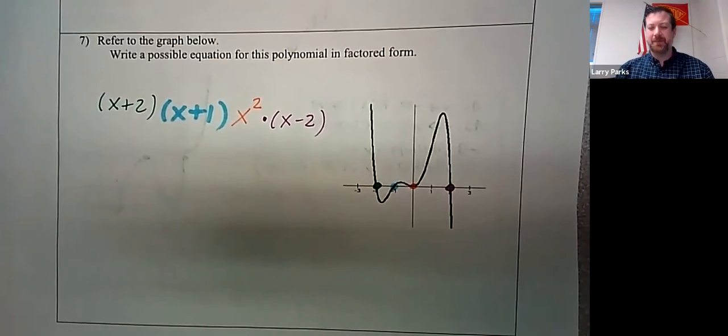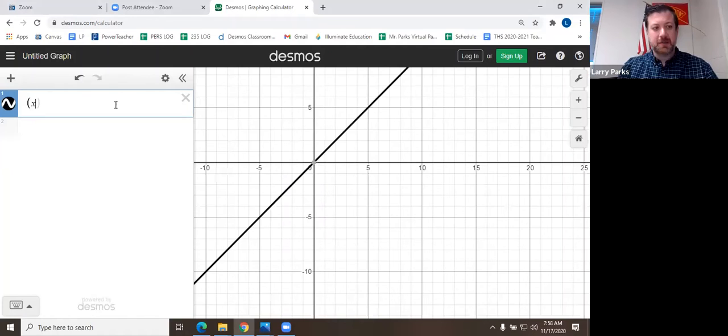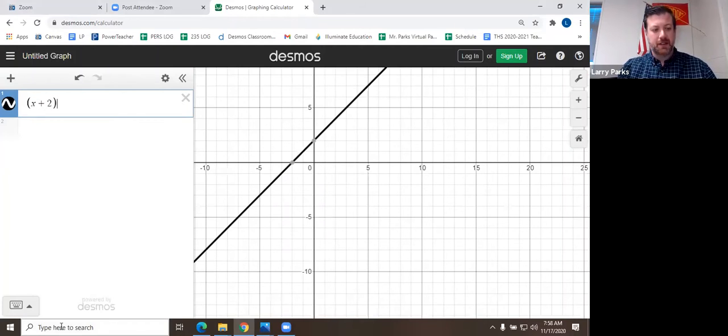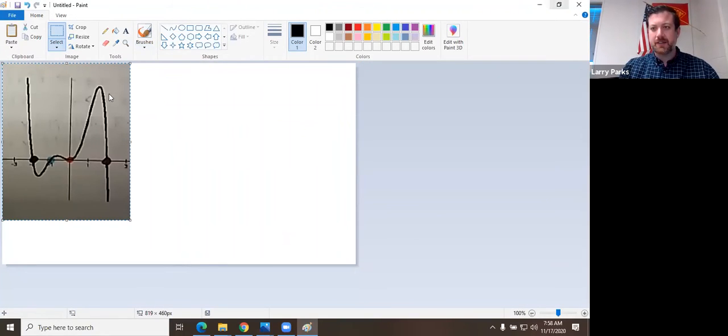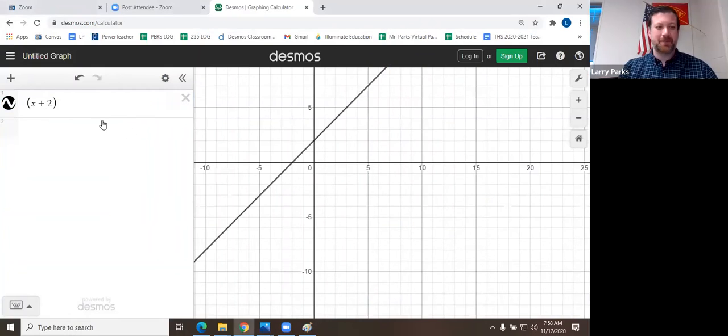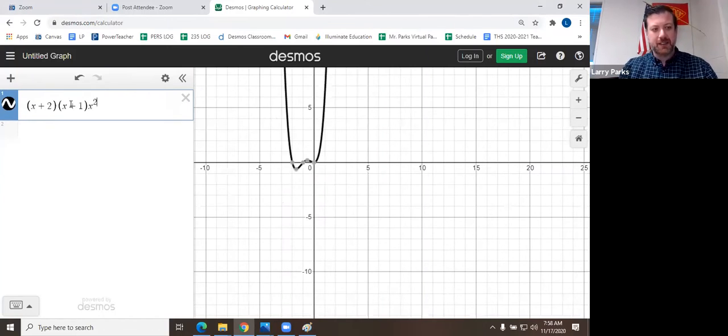So let's type this in. And I really wish there was a way. I don't know if there is a way. Let me see if this works. I'm going to type that in, see if it works. So I thought x plus 2. I think if I go here, trying something new. Okay, yeah. I tried x plus 2, x plus 1, and then I have x squared, and then I have x minus 2.